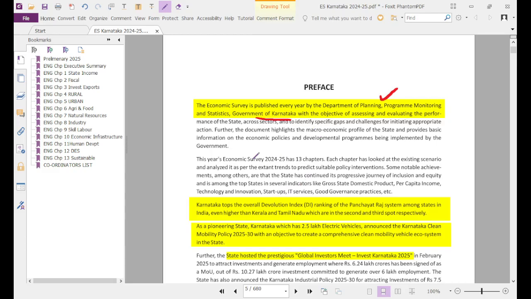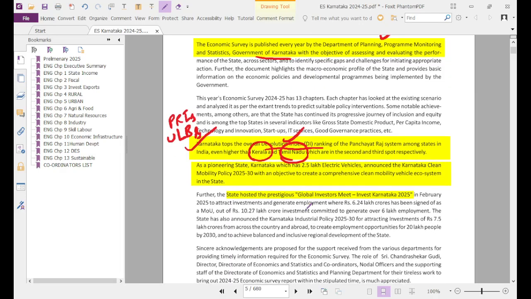There is a quick preface, and there it is noted that Karnataka tops the overall devolution index. This is with respect to devolution to Panchayati Raj institutions and urban local bodies. Karnataka has been a top performer, which is well noted, even higher than the best performing states in India like Kerala and Tamil Nadu, which have grabbed the second and third positions respectively. This is a very commendable achievement in the devolution index. You can directly quote this in all answers to questions on urban local bodies, rural development and others. You can literally start by quoting this recent update.